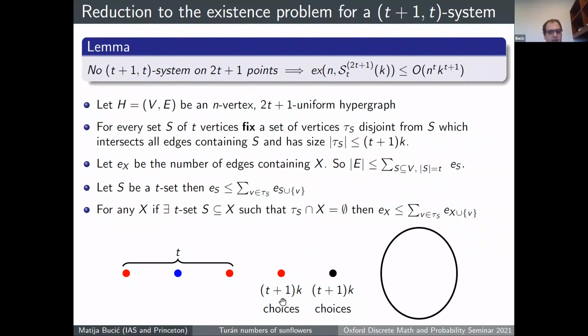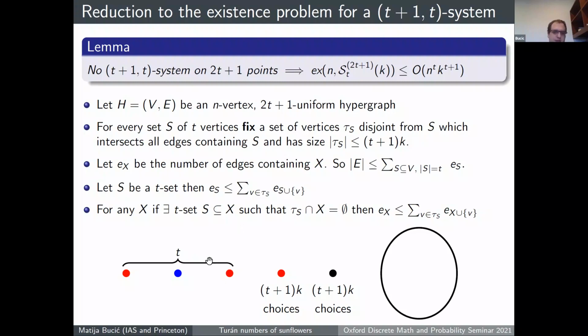So in total, we get n^t times k^(t+1) many edges, and I'm again ignoring these t+1 constant terms. So very good, this would work. The only problem is if there is an edge E which didn't get counted for any of its t element subsets. In that case, I claim that this edge E is going to induce this (t+1, t) system on its vertices. Note that this is where the 2t+1 comes from. This is just the size of the edge, which we didn't count in this process.